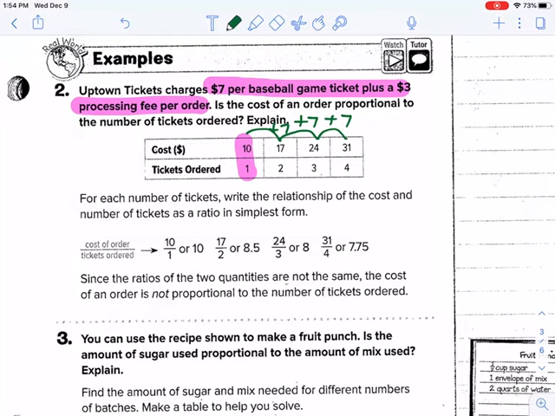So ask yourself, when you do 17 divided by 2, do you get $10? No, you're actually going to get $8.50. 24 divided by 3 is 8, and 31 divided by 4 is $7.75. So they do not have the same unit rates. We call this not proportional. The reason they don't have the same unit rates and that they're non-proportional is because there was a $3 processing fee added to your first ticket, and it was not added to all the other tickets.